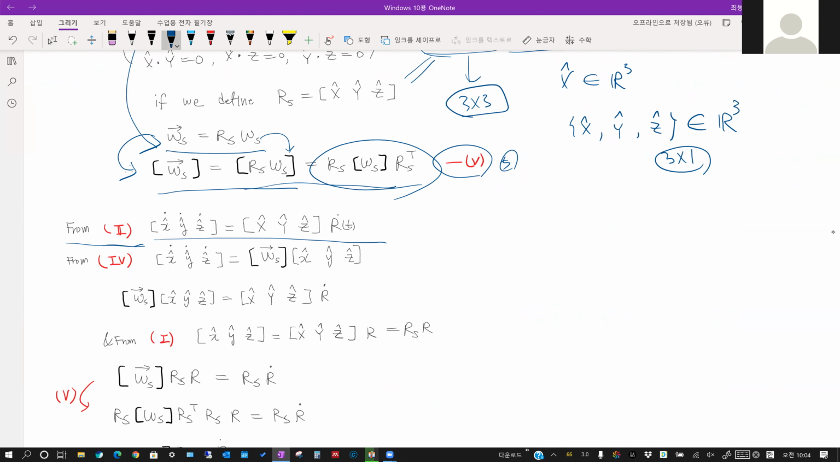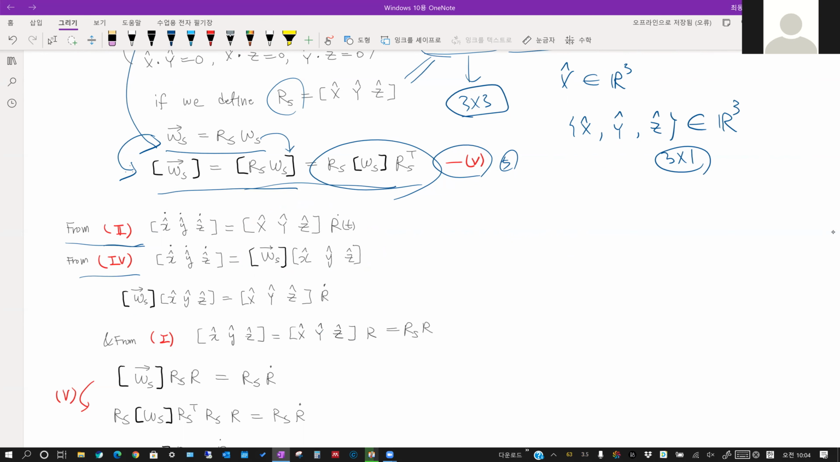From the second equation and the fourth equation, small x, small y, small z, the time derivative of this one equals the fixed frame, and this one is also the same as R_s. This one is R dot, a function of time, and the fourth equation is equal to this one. So we can rewrite this one, and this one is the same, so that is this equation.